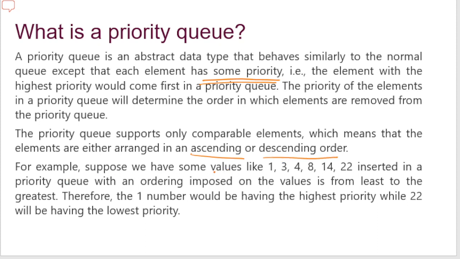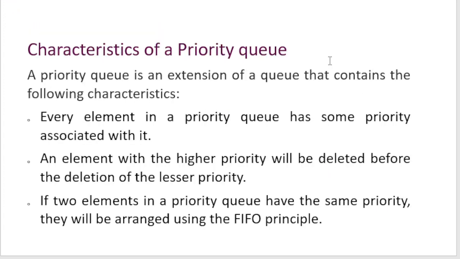Example, some values we have inserted in a priority queue with an ordering imposed on the values from least to greatest. Therefore, one would have the highest priority while the greatest would have the lowest priority. So if it is least to greatest, one is first and the greatest is last. So it will have highest priority and it will go out first. So this kind of thing happens in priority queue, because it has a priority, that's why it is called priority queue. And what are the characteristics of that, that is also important.